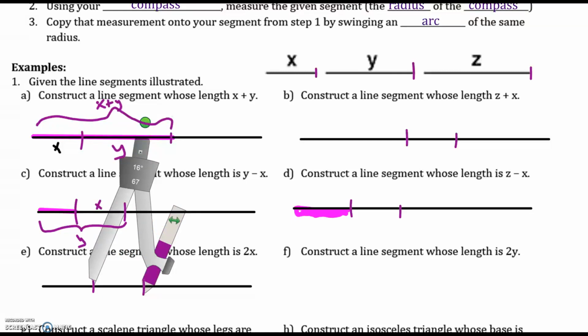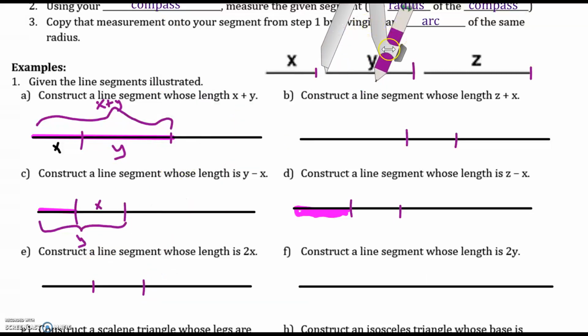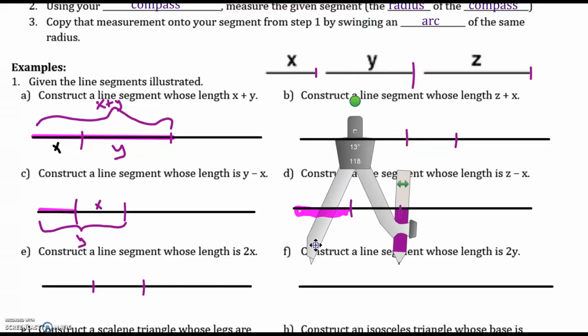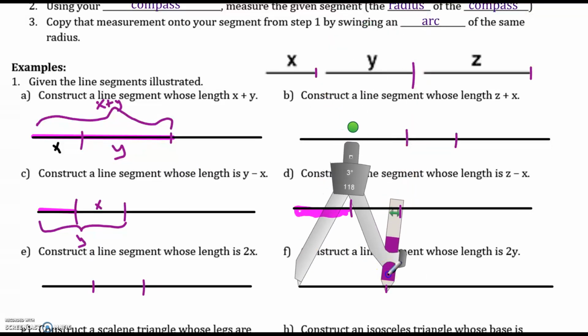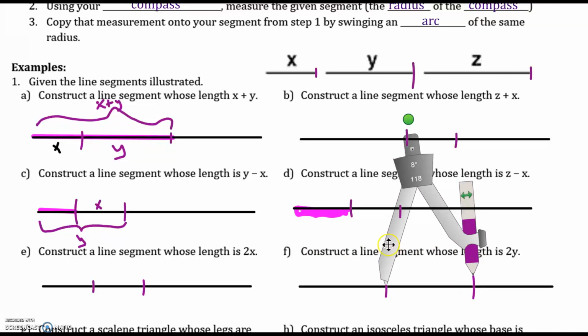For F, same concept, only using y. So 2 y's, we're going to measure how long y is. And we're going to bring that down here and put it on twice. 1, 2, and there's your length of 2y right here.